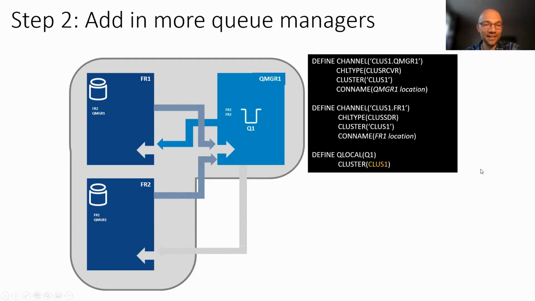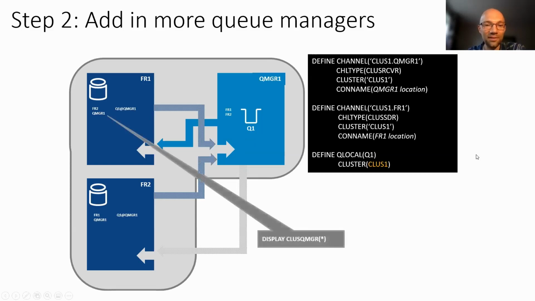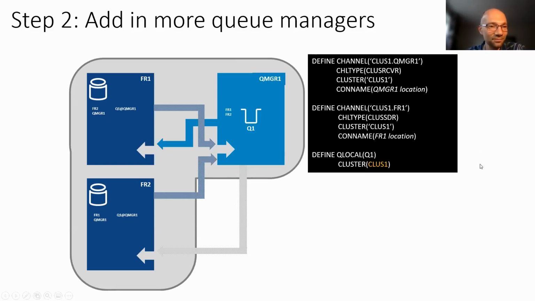Right, so the next thing you might want to do is to define some queues, obviously, so that applications can use some cluster queues to do some messaging work. So this is how you define a queue in the cluster. Essentially, you just need to include that cluster keyword on the command when you define the queue. And once you do that, then information about that queue will get published to the full repositories, and it'll be available to be used by applications connected to any other queue managers as they come along into the cluster.